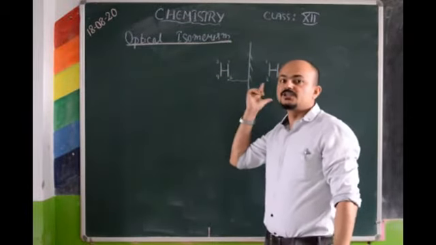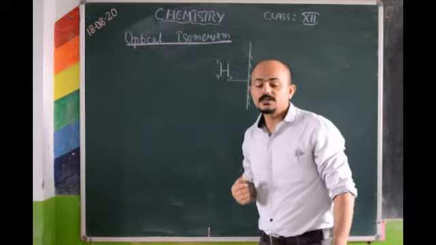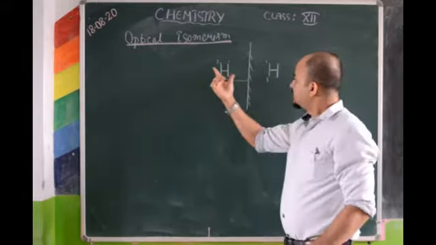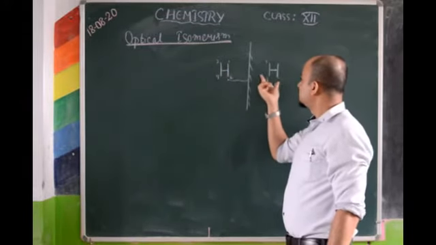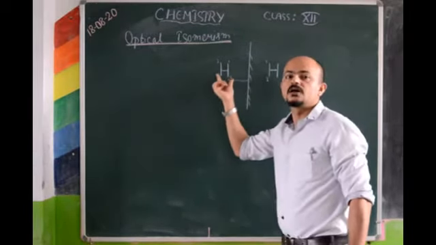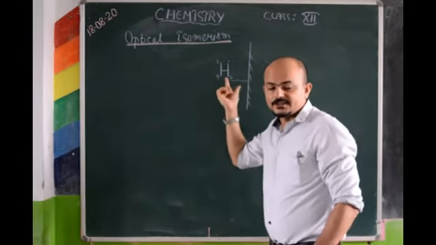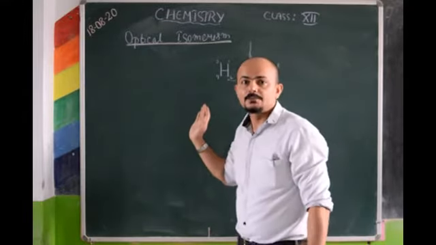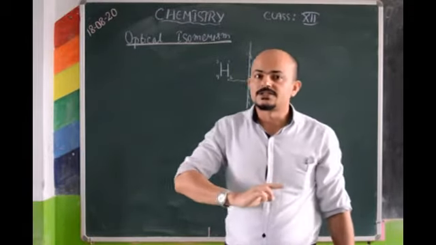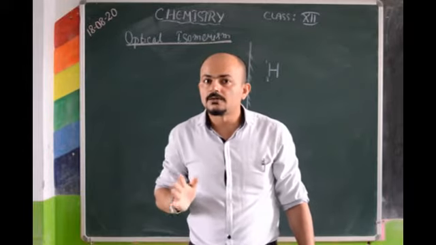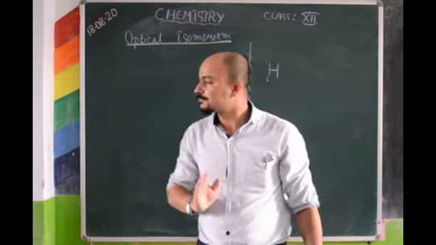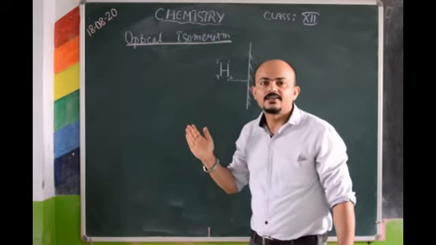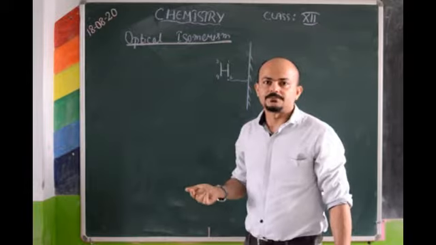Now such a mirror image is known as what? Superimposable mirror image. Please, this term is very, very important. The image of this H is superimposable on its object. Please remember this. Such mirror and object relations will not show optical isomerism. This part is very important. If the image and the object are superimposable, then they will not show optical isomerism.